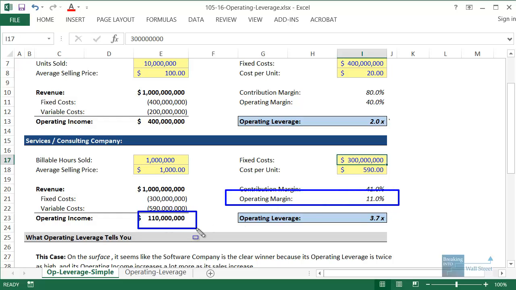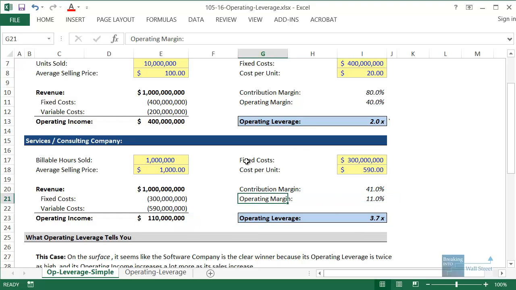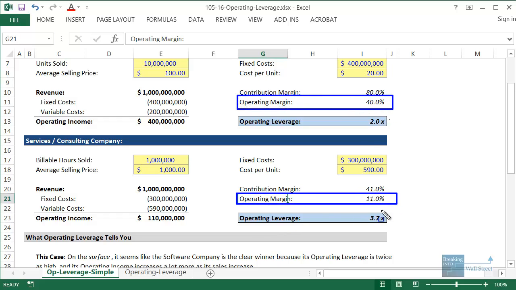The interesting part is that when you do this, their operating leverage goes up to 3.7x, but that's not necessarily a good result or even a meaningful result anymore because now the company's operating margins are so different that it's hard to even compare this.